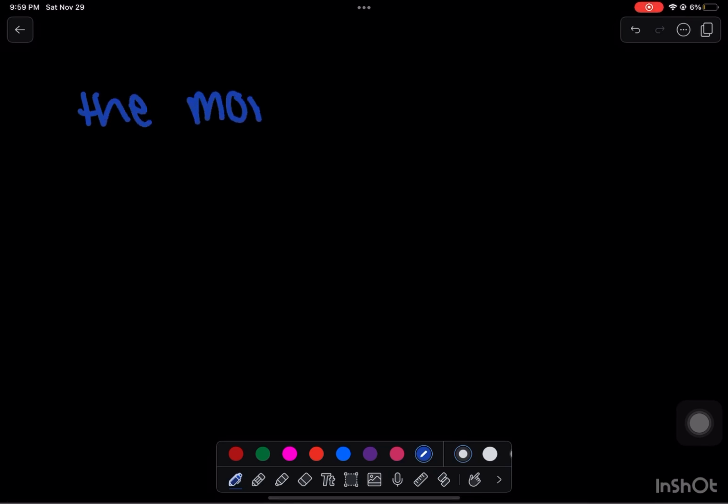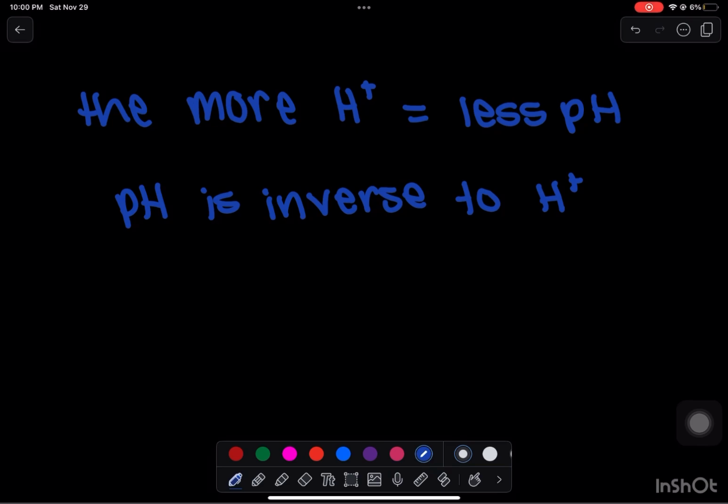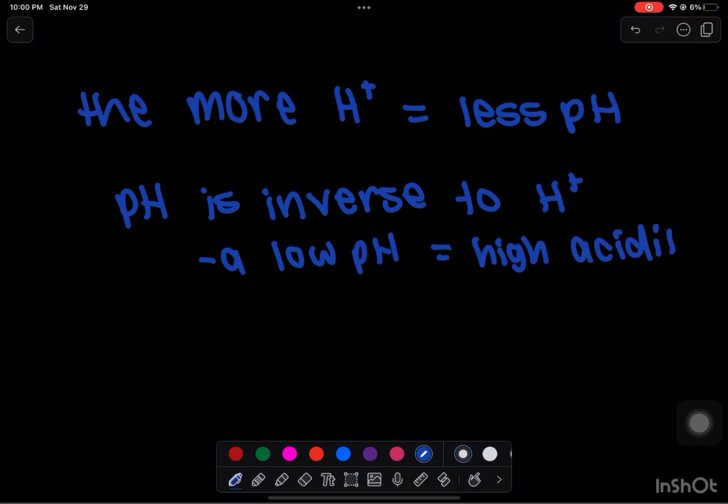The more H plus ions you have, the lower pH you have, which means that it is acidic. So basically, all you need to remember is that pH and H plus ions have an inverse relationship, and a low pH means a high H plus, and a low pH means it's acidic. So the lower you go on the pH scale, the more acidic you are. The higher you go on the pH scale, the more basic you are. And also, the lower you go on the pH scale, the more H plus ions you have.